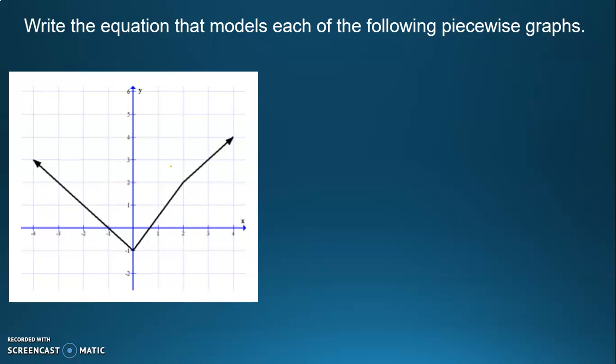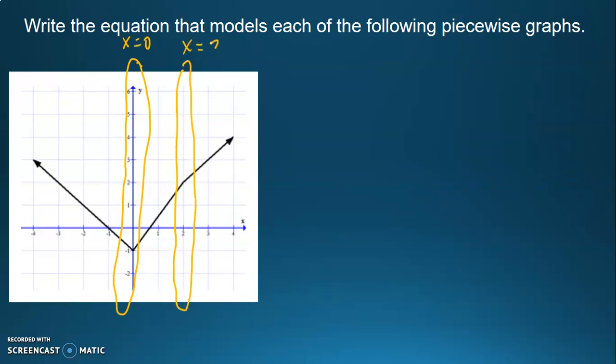All right. So again, we've got 3 different pieces. We've got a piece coming in from the left, and then we have 2 different slopes here. So even though they're both straight lines and they're both going up, we have to come up with a different equation for each of these because the slopes are different. So I'm going to look for the breakpoints. In this case, we've got a break at x equals 0 and a break at x equals 2.